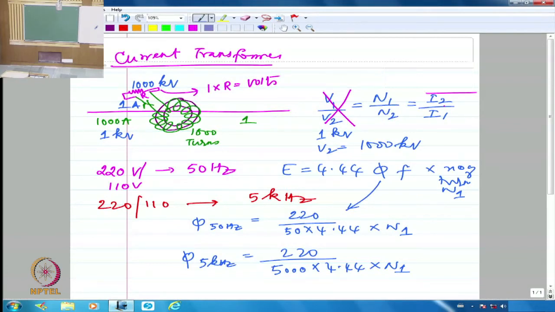So if I am using a particular material, then for 5 kilohertz I can definitely choose a smaller cross sectional area. So in this case, if I say B multiplied by A1, this will be B multiplied by A2. So A2 is going to be much smaller as compared to A1. If the cross sectional area decreases, automatically the core size will decrease. I can assume that the core size will also decrease.